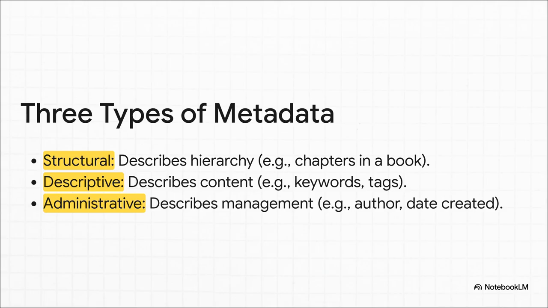So metadata usually comes in about three main flavors. You've got structural metadata, which is all about hierarchy, kind of like the chapters in a book. Then there's descriptive metadata, which is about the content itself. Think keywords or tags on a YouTube video. And finally, administrative metadata, which handles all the behind-the-scenes stuff, like who made the file and on what date.